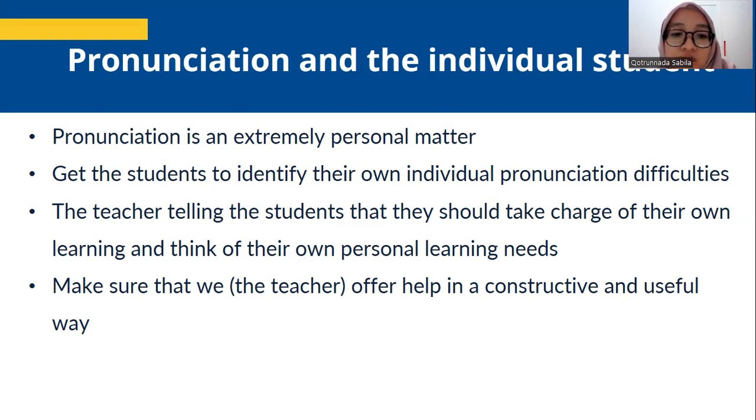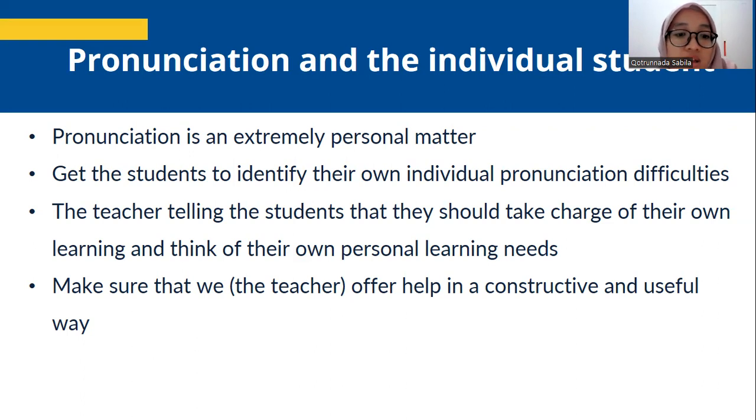One way of responding to the situation, especially when we are working with phonics, is to get the students to identify their own individual pronunciation difficulties rather than telling them as a class what they need to work on. Just as with desert island words, we are telling the students that they should take charge of their own learning and think of their own personal learning needs.